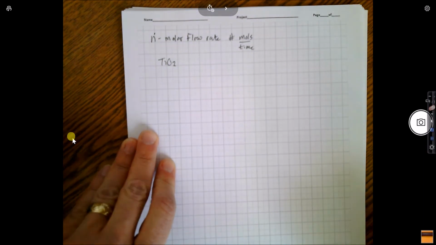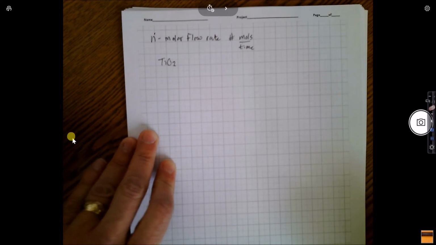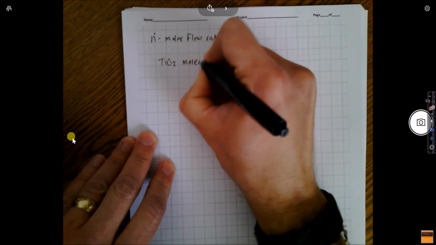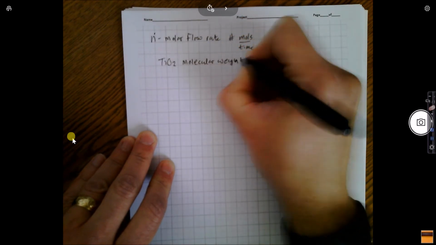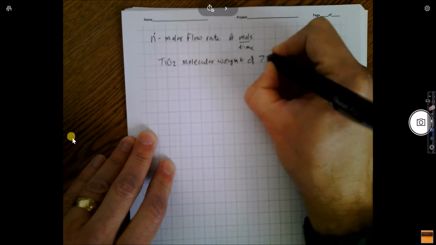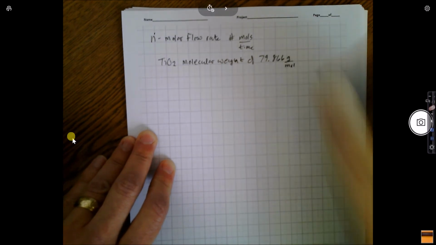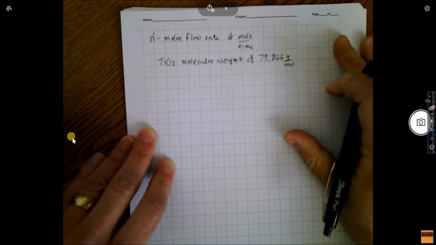Titanium dioxide comes in two polymorphs, just a fun fact: anatase, I'm probably pronouncing it wrong, and rutile, which is probably the more common of the two. Someone may want to correct me on that. Titanium dioxide happens to have a molecular weight of 79.866 grams per mole. Hopefully you can read that. So 79.866 grams per mole.